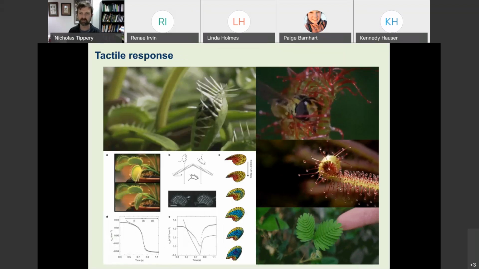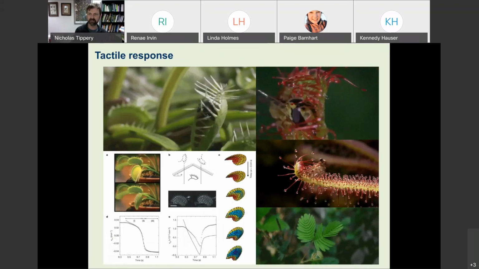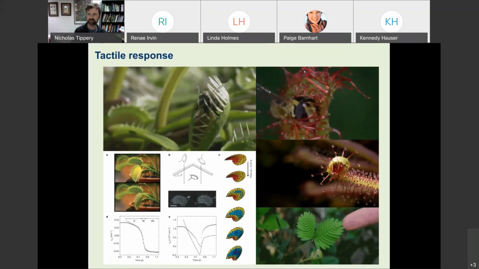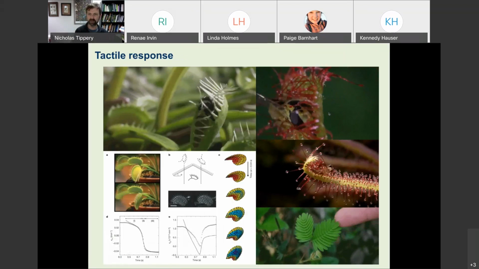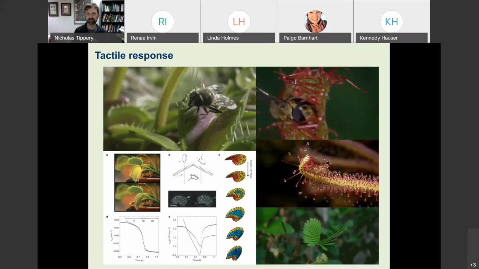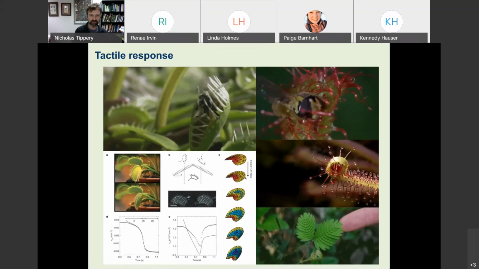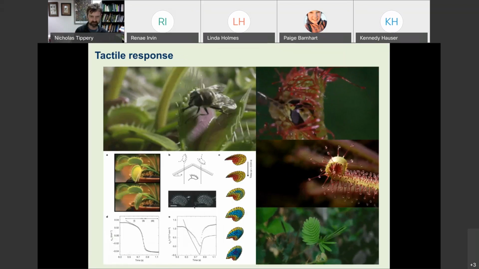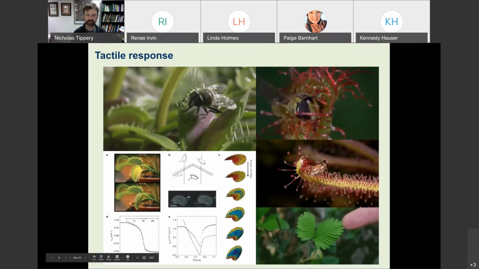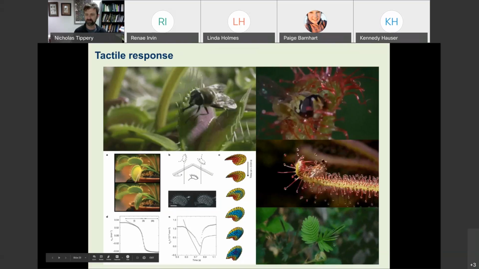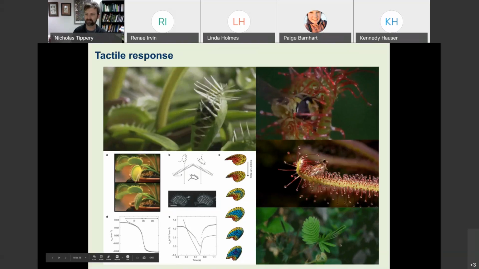Another form of touch response is found in a lot of carnivorous plants. Venus flytraps and sundews respond to knowing that they're contacting a food item, and they close up in a variety of ways, closing up like the Venus flytrap or rolling up like the sundew leaf. This one is a Venus flytrap. This one is called a sensitive plant. It's not a carnivorous plant, but it does have a really interesting rapid response to being touched.